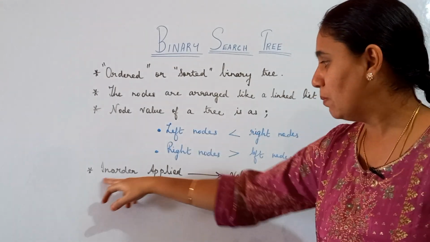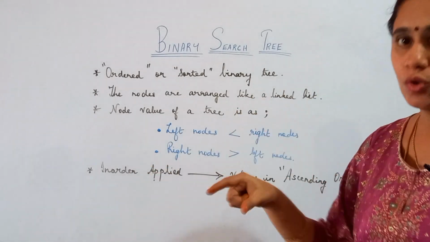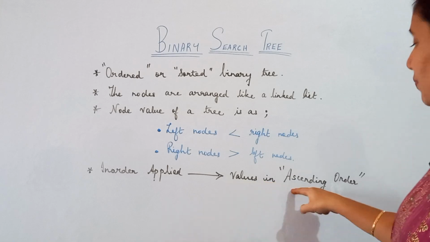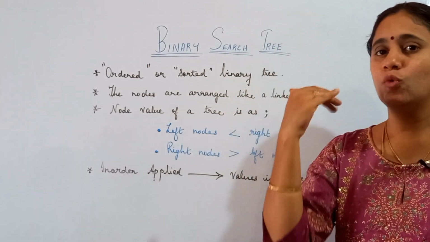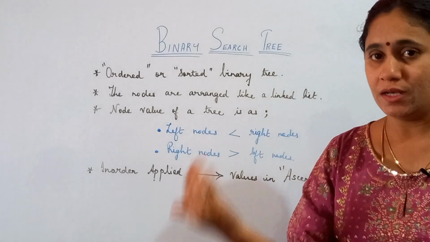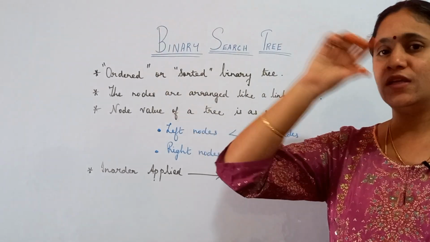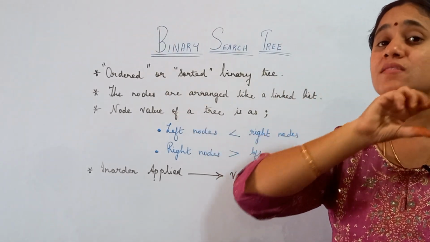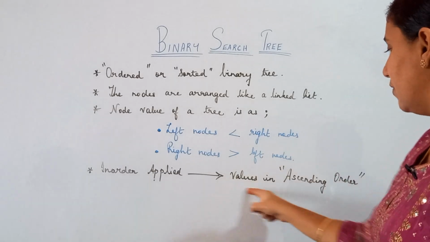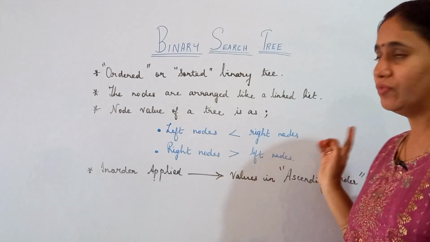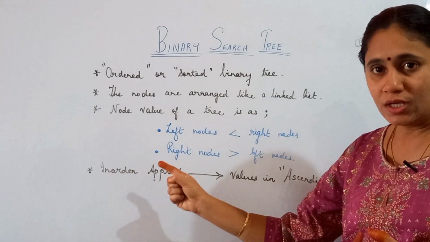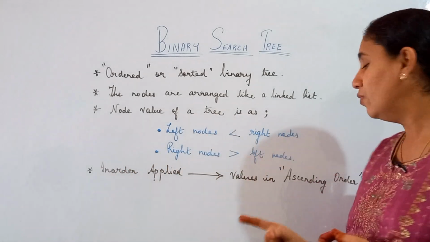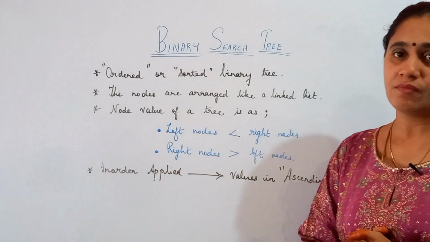So if I am going to apply in order and find all the values that are stored there, they will be in ascending order, friends, right? All the values that I recover from that binary tree will be arranged in ascending order. This is a very important point, make a note of it. In a binary search tree we apply in order traversal so that the values will be in the form of ascending order representation, right?